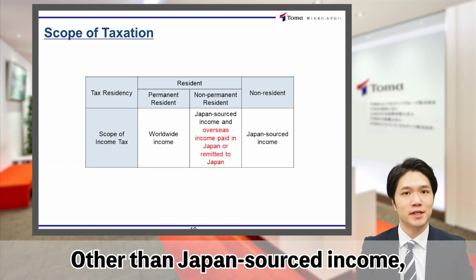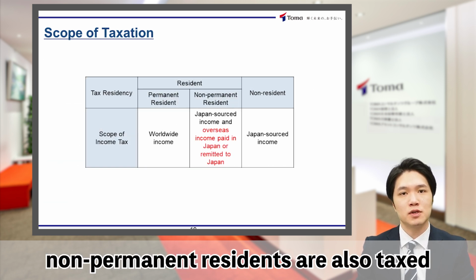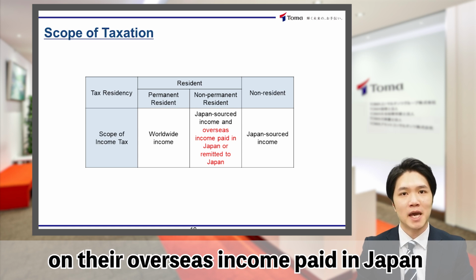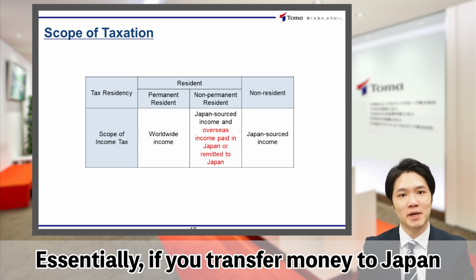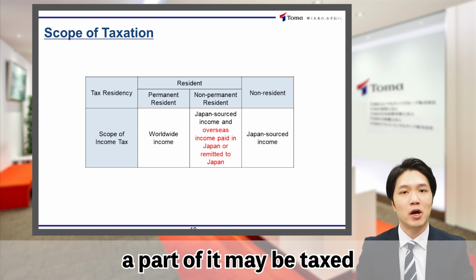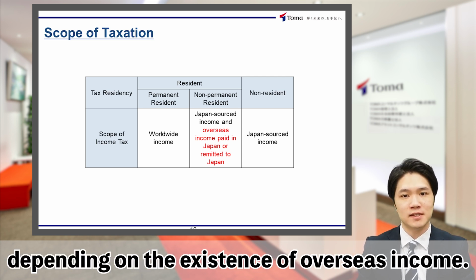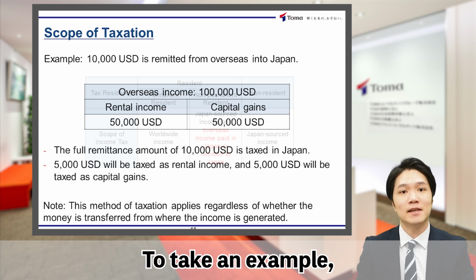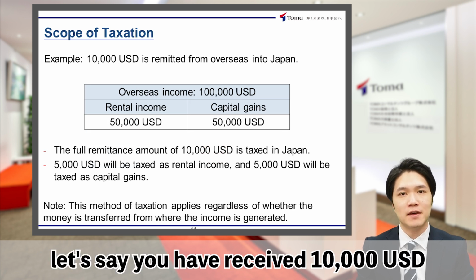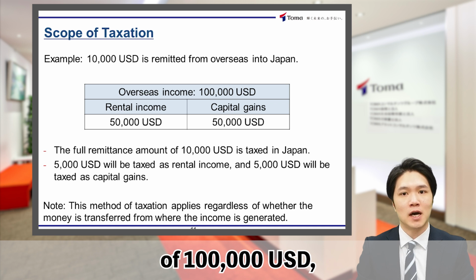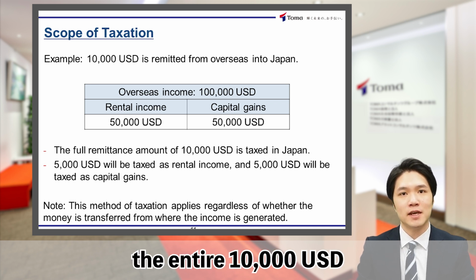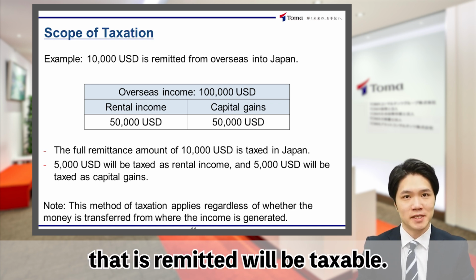Other than Japan-sourced income, non-permanent residents are also taxed on their overseas income paid in Japan or remitted to Japan. Essentially, if you transfer money to Japan as a non-permanent resident, a part of it may be taxed depending on the existence of overseas income. To take an example, let's say you have received 10,000 USD from overseas. If you have total overseas income of 100,000 USD, the entire 10,000 USD that is remitted will be taxable.